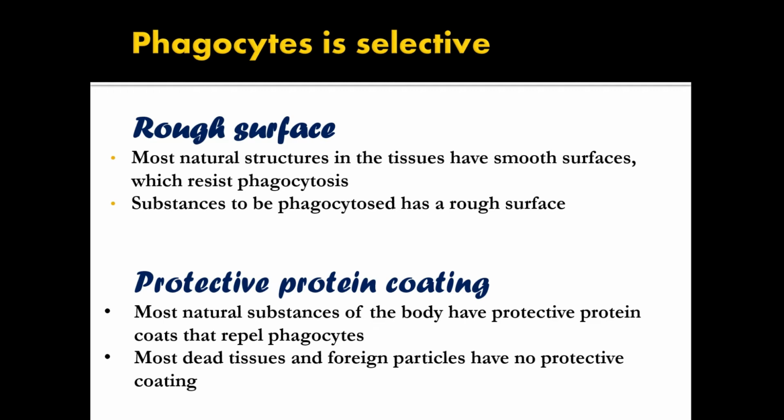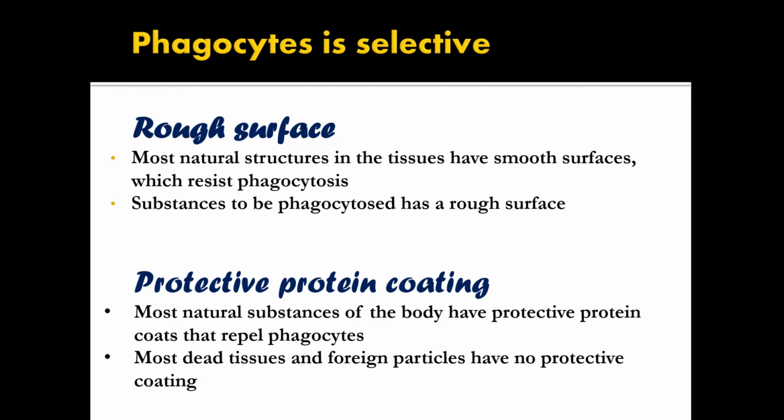Most natural structures in the tissues have smooth surfaces which resist phagocytosis, meaning they do not allow themselves to be eaten. So the substance to be phagocytosed has a rough surface. If the surface is rough, it gives the phagocytes a chance to come and engulf that particular cell. It may be a dead cell, it may be a live bacterial cell, and so on. So a rough surface is very important for the selection by phagocytes.